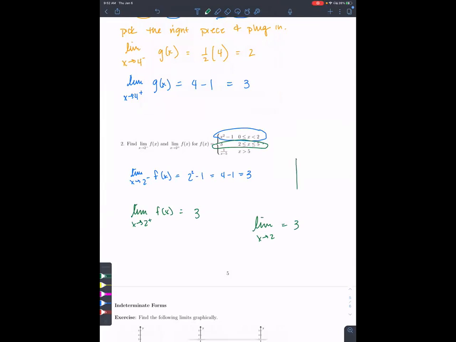That means where those pieces overlap there, x squared minus 1, so something like this, and then this like this. Since it's a parabola into a flat line there, but the limit is 3.